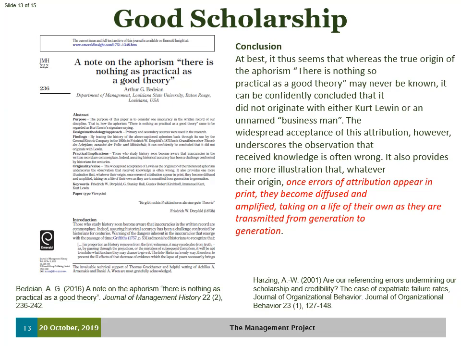And the quote at the bottom there is really about, once errors of attribution appear in print, they often become diffused and amplified, taking on a life of their own as they are transmitted from generation to generation unchecked. And that was actually the series of a very innovative paper by an academic called Anne Will Harsing, where she was talking about referencing errors perpetuating myths that actually exist. So good scholarship is about providing provenance.